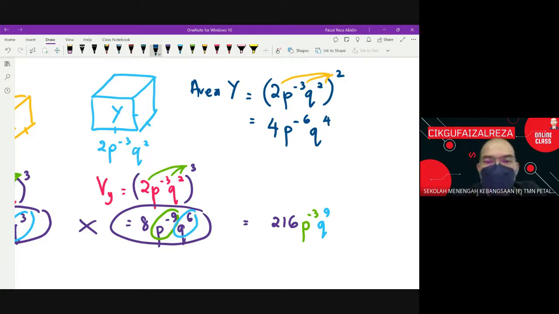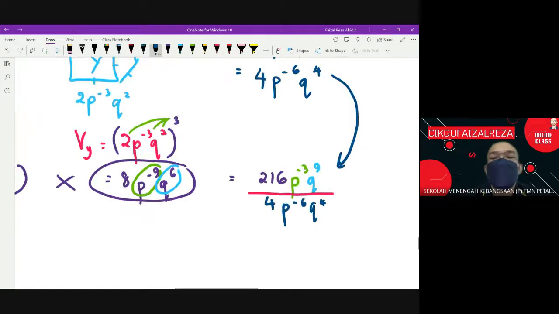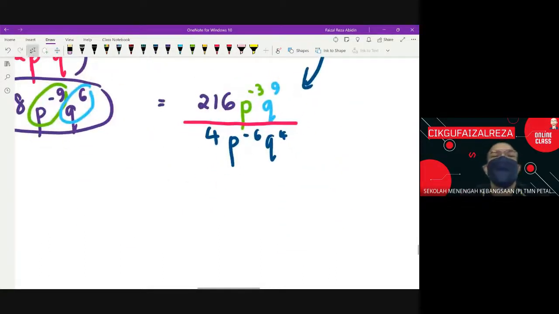Isn't it? Okay. So just now, what did the question ask? Divided by our area, isn't it? So I'm going to put here divided by everything there, 4p negative 6 q 4. Okay. Solved already? Not yet. Solving now. Okay. So 216 with our 4 over here, divided. 216 divided by 4, 54. Are you sure? Okay, 54. P negative 3.